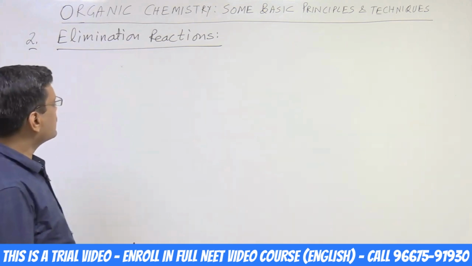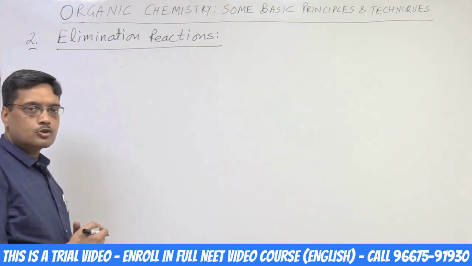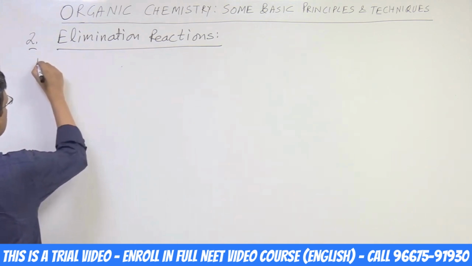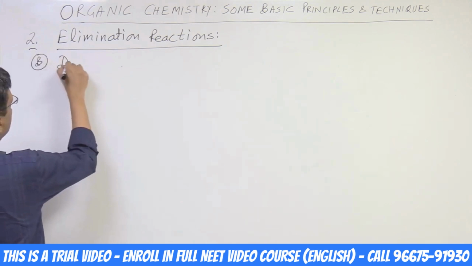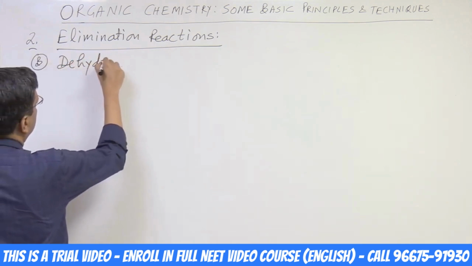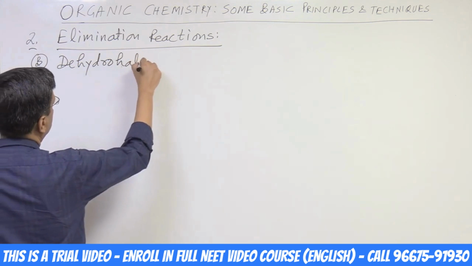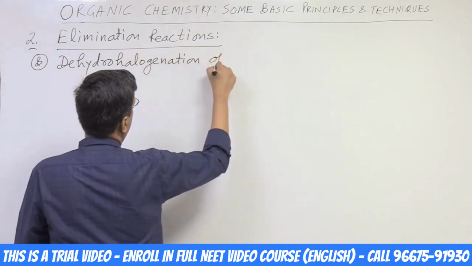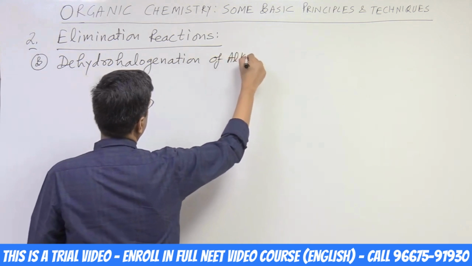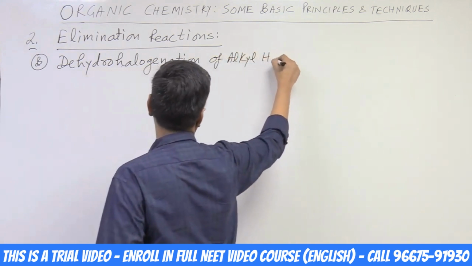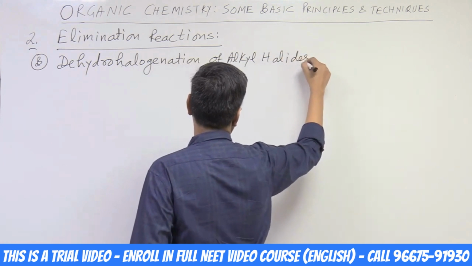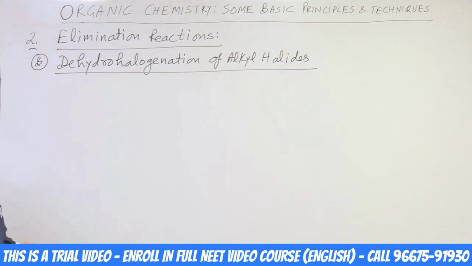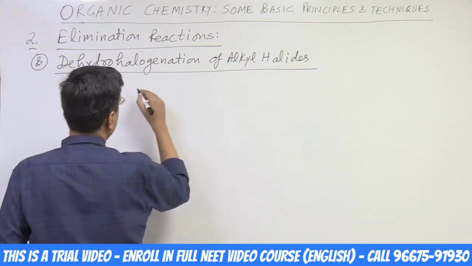Now the second type of elimination reaction is the E2 mechanism, and the example of E2 mechanism is dehydrohalogenation of alkyl halides. Dehydrohalogenation of alkyl halides. Now see one example.